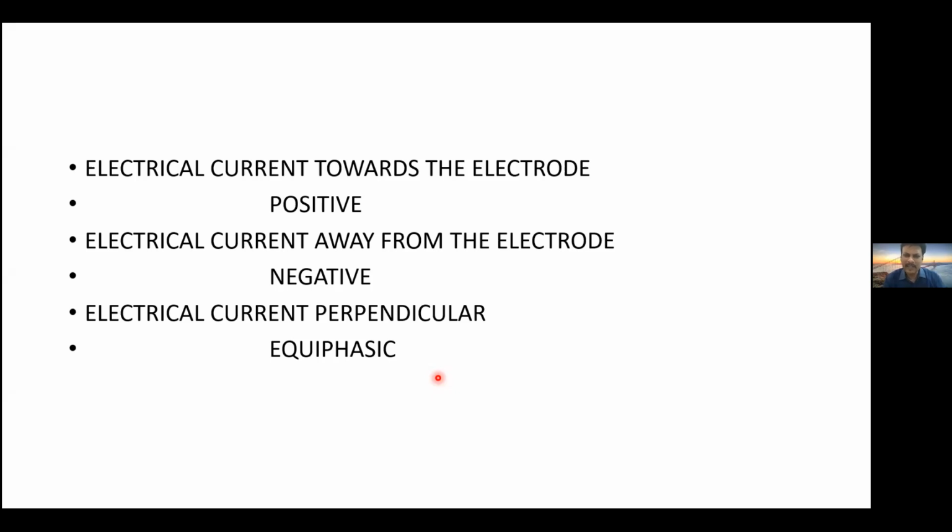So anything which is happening in the down apex, V5, V6, will always be positive because all the electrical activity is conducted from the SA node to the apex. Now you understand why electrical current conducted towards the electrode is positive, and away from the electrode is negative. 2 points you have got.